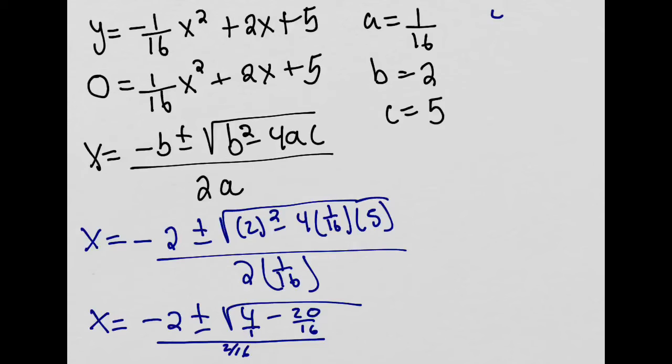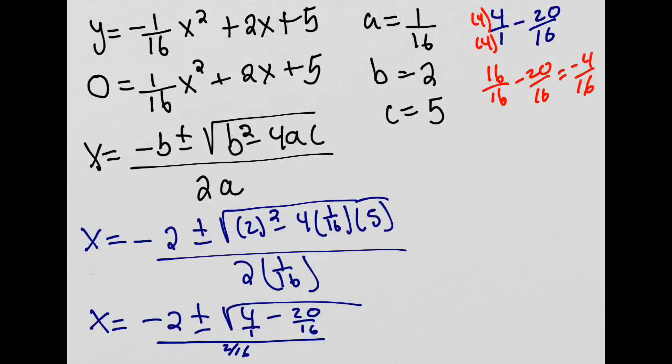So I'm going to do this on the side. 4 over 1 minus 20 over 16. Find the LCD. So I'm going to multiply both sides here, top and bottom, by 4. 16 over 16 minus 20 over 16. Negative 4 over 16. Negative.